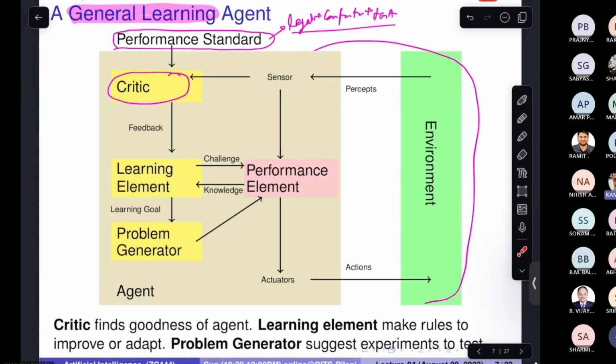So he is checking the code, and he provides the challenges. Now it is a part of the performance element to decide whether he should accept this or not. Again he has to accept it, to see whether everything is happening or not.